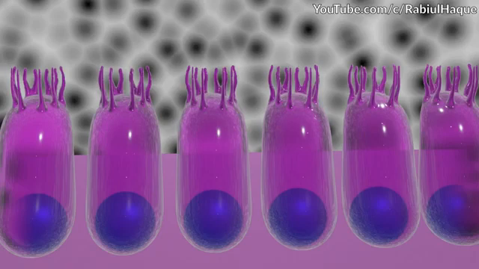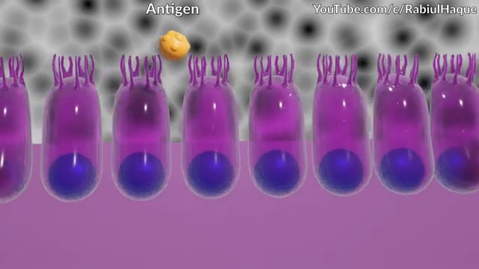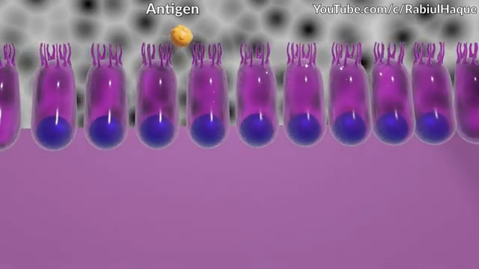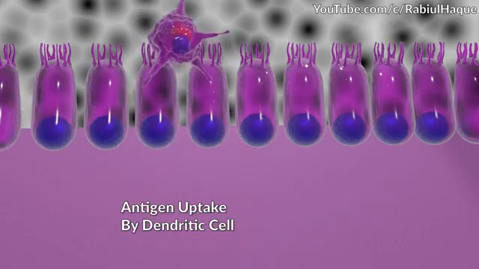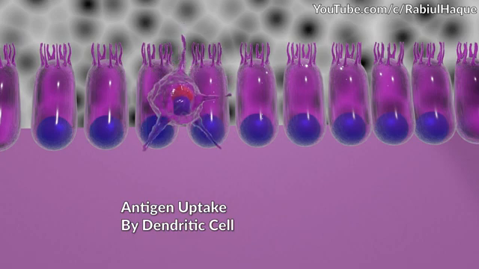Type 1 hypersensitivity occurs in the following steps. The first step is presentation of antigen to CD4 positive T cells by antigen presenting cells. In this scene, we can see an antigen that is denoted with yellow color. It is taken up by an antigen presenting cell that is called dendritic cells.